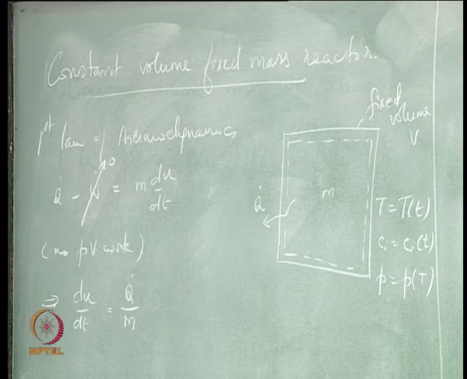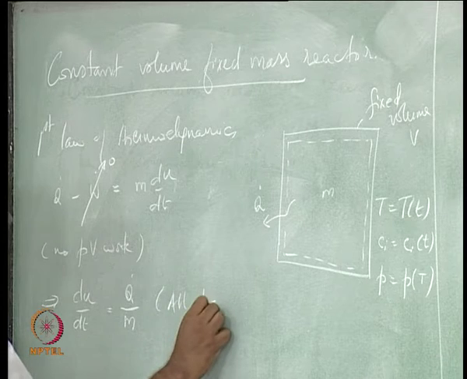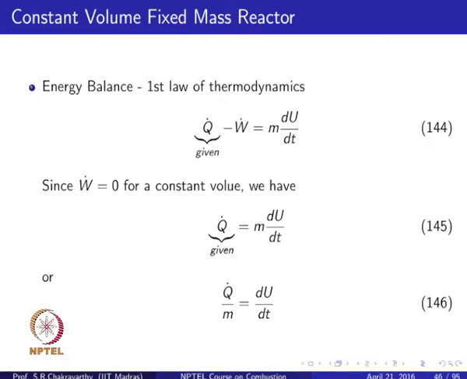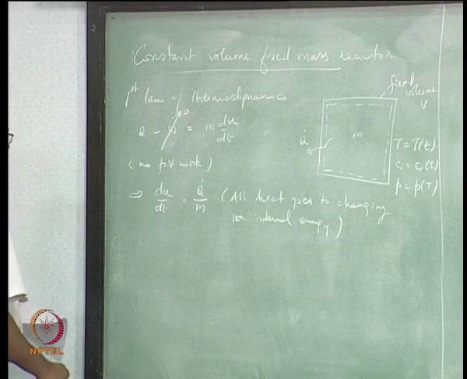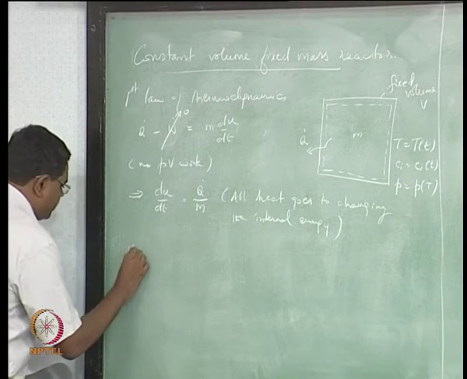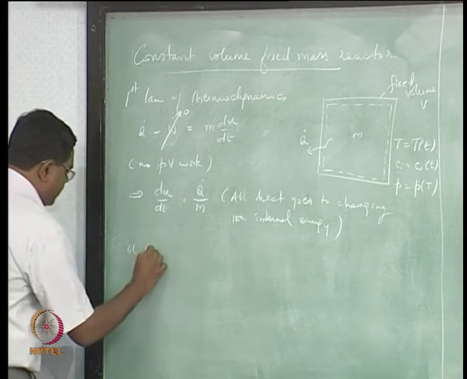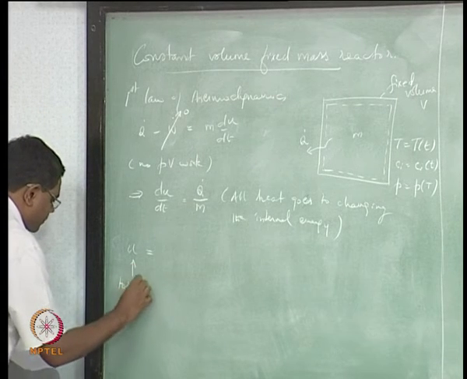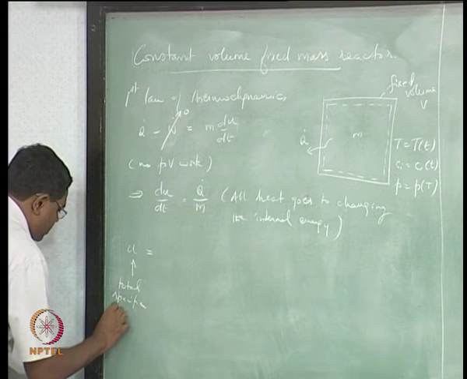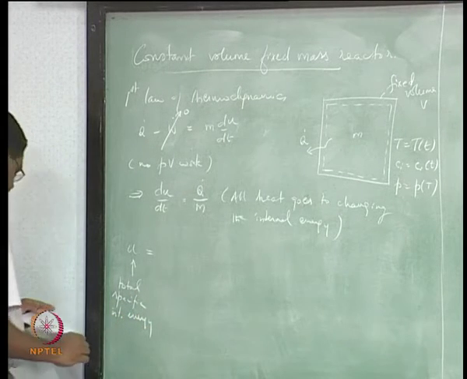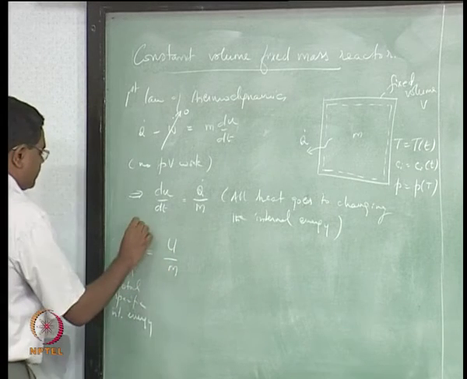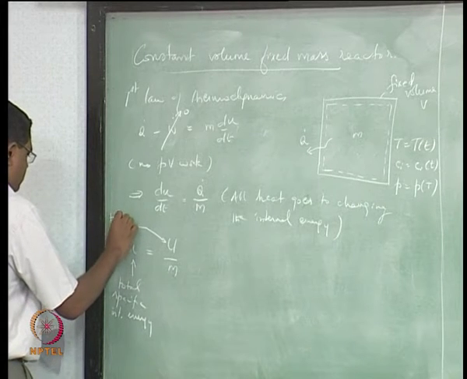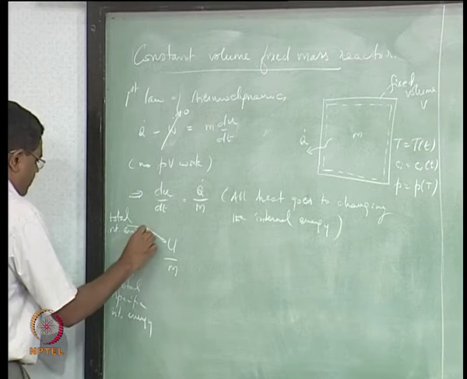So all heat goes to changing the internal energy because it's constant volume, and then we have a similar situation like what we had before. That is, we will now say we have a U. This is a total specific internal energy. This is now capital U divided by m. This is now total internal energy, right.